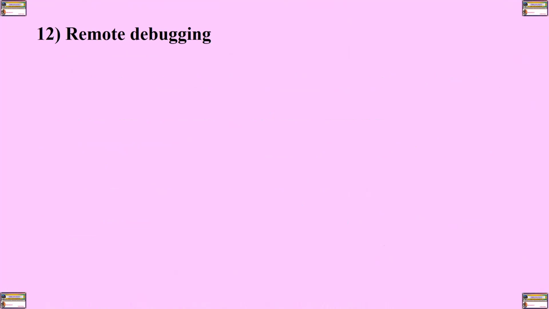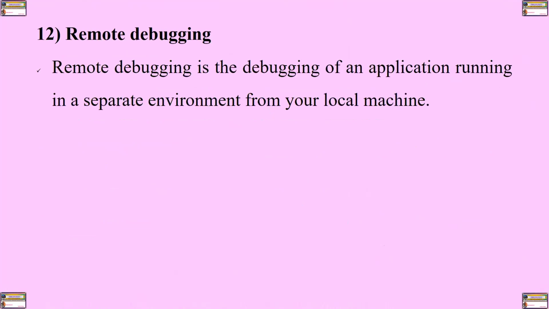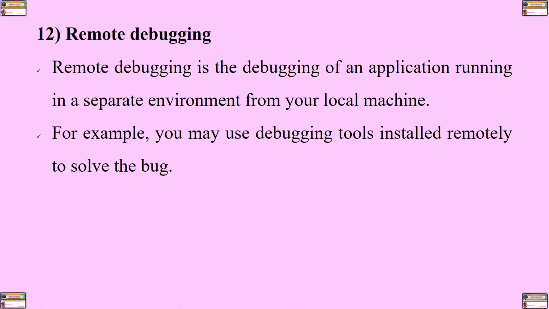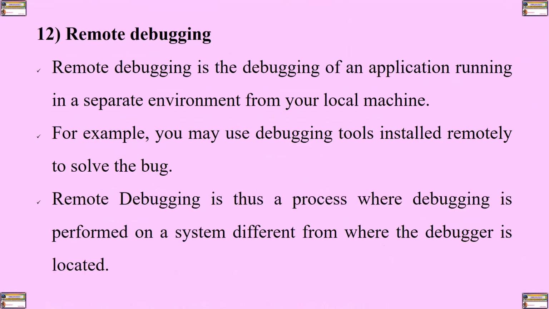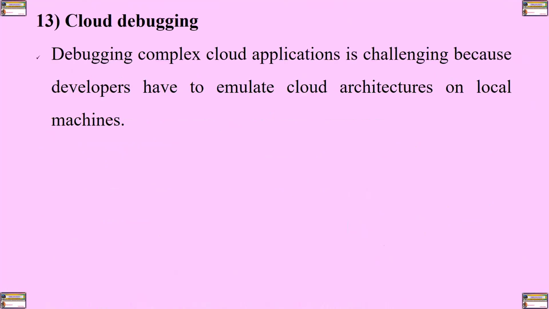The 12th way is doing what we call remote debugging. Remote debugging is the debugging of an application running in a separate environment from your local machine. For example, you may use debugging tools installed remotely to solve the bug. Remote debugging is thus a process where debugging is performed on a system different from where the debugger is located. The 13th way is called cloud debugging.